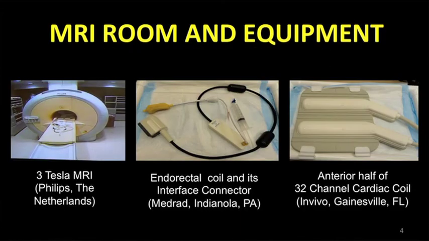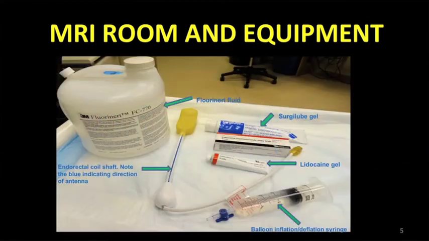I would like to introduce our program a little bit. We have our own 3-tesla machine at NCI. We are an intramural program, and we are using an endorectal coil, and also the anterior half of the 32-channel cardiac coil for doing our prostate scans. Our volume is about 20 patients a week.